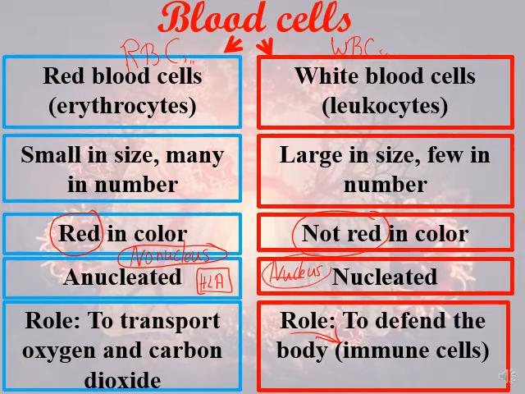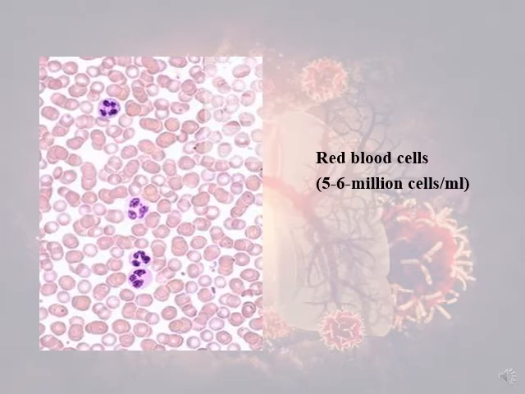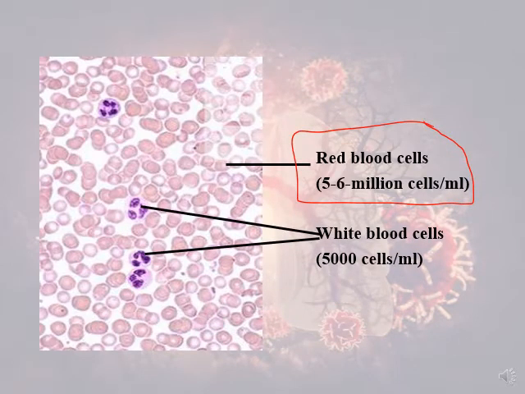The red blood cells have no nucleus, they're called anucleated cells, whereas the white blood cells are nucleated, they have a nucleus. You have to know that the role of the red blood cells is to transport oxygen and carbon dioxide, whereas the white blood cells have a role in defending the body, an immune cell role. This figure shows the red blood cells and the white blood cells. Red blood cells exist about 5 to 6 million cells per milliliter, whereas the white blood cells are about 5,000 cells per milliliter.